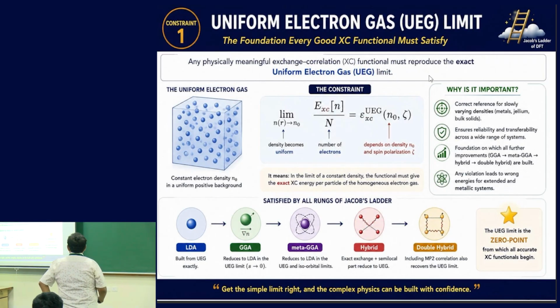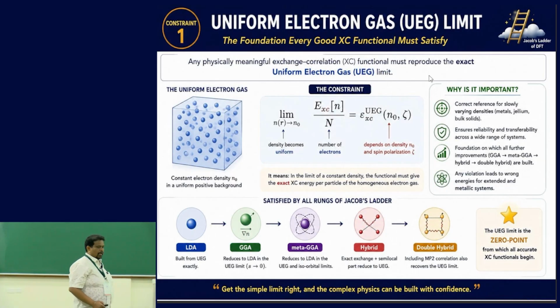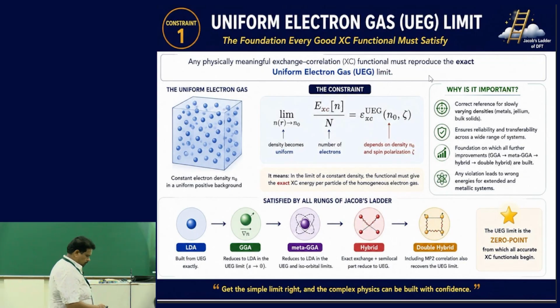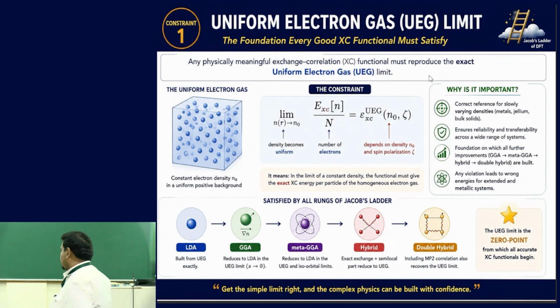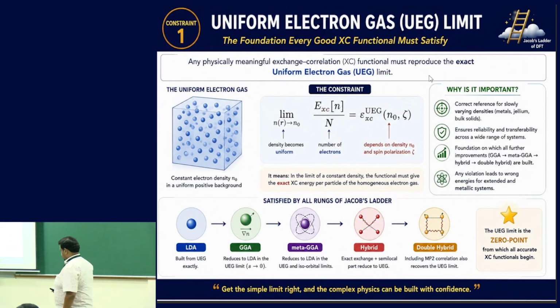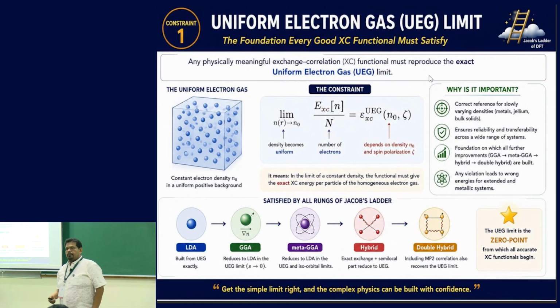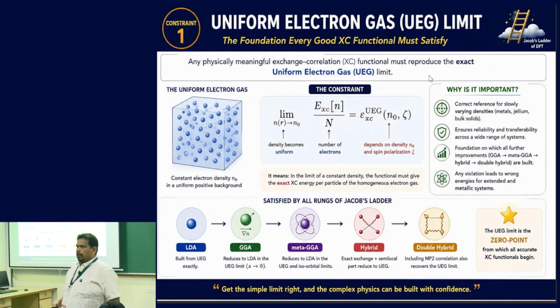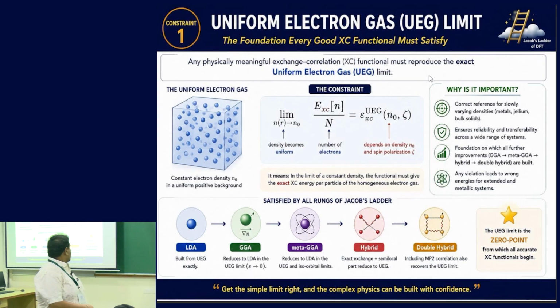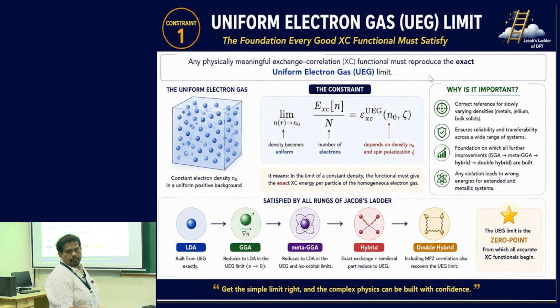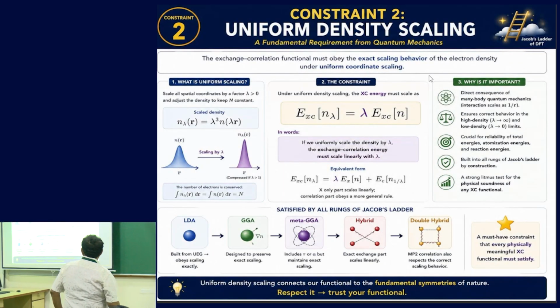Okay, and any violation of this will matter, for example in metallic systems and other things. So this is the first constraint: you have to have the uniform electron density. This electron gas means whenever you have a homogeneous density, this is useful. That is the first constraint if you are building any functional. If the density is uniform, then it should go to that limit.